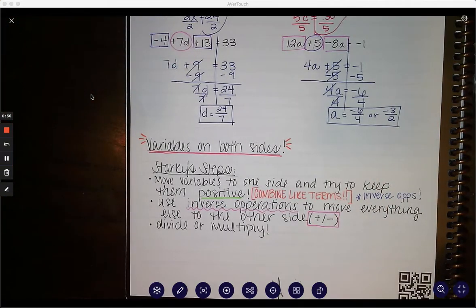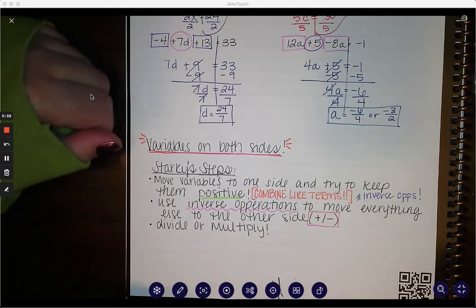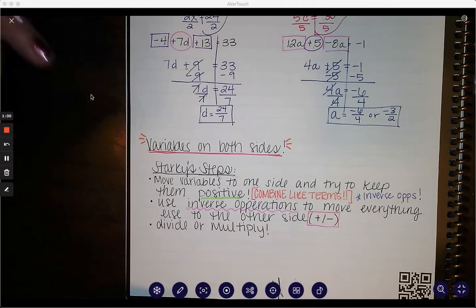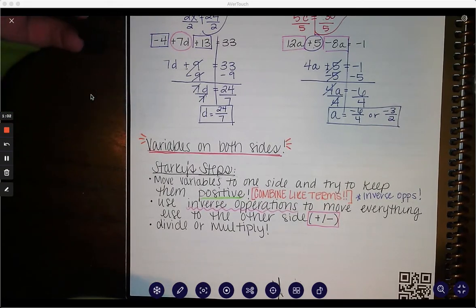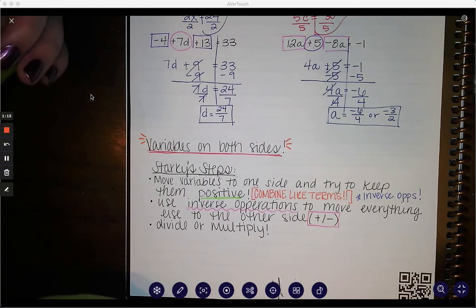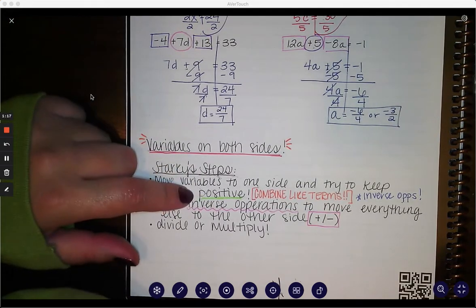Okay. So we are going to have to use those inverse operations to do that, all right? But my goal always is to keep my variable positive. Can my variable be negative? Absolutely. Is it going to change the problem? No. All right, we're just going to end up dividing by a negative. I don't like negatives, so that's why I try to keep my variable positive, all right?